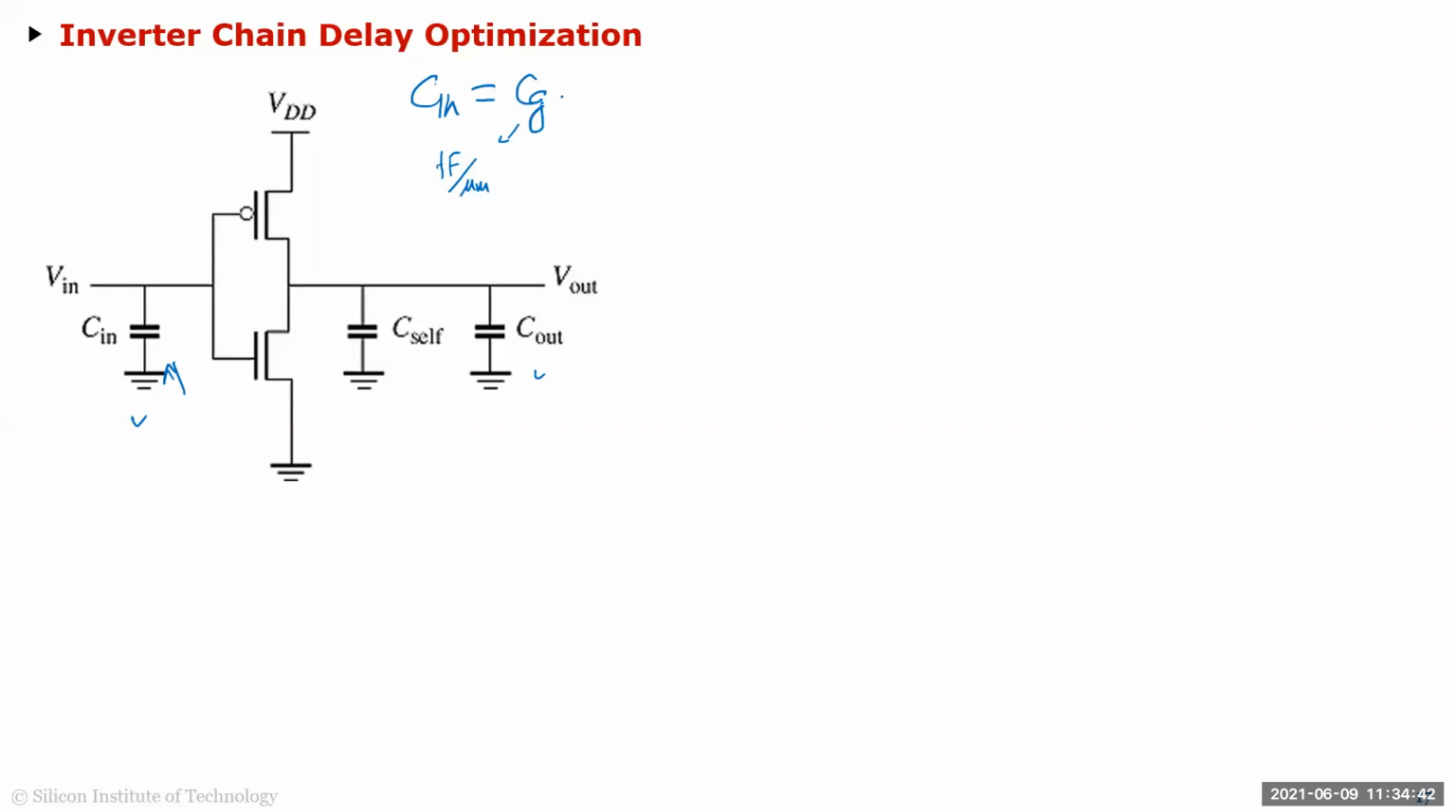The fastest device is for the minimum length, so you don't want to change that. You just want to play around with W's. So this will be Wn plus Wp, and we ignore the overlap cap and all that for now, because this is the majority of the cap. So to keep it simple, we'll just ignore that.